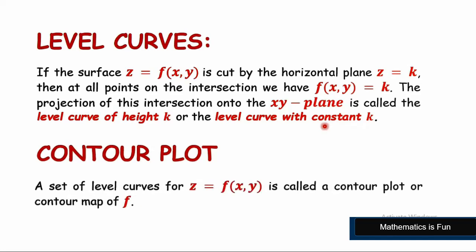Contour plot: a set of level curves of z is equal to f of xy is called a contour plot or contour map of f. So, when we sketch all the level curves of different levels onto the xy plane, then it is called the contour map or contour plot. Now let's have a look at some different surfaces and their contour plots.